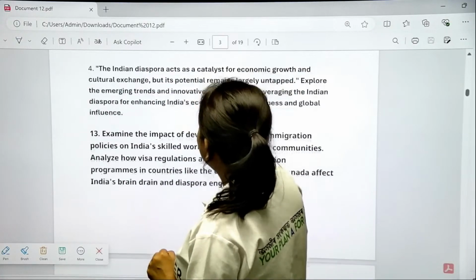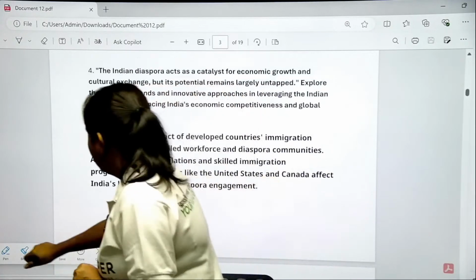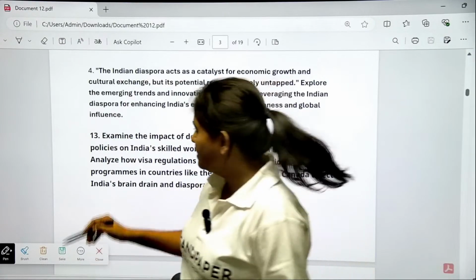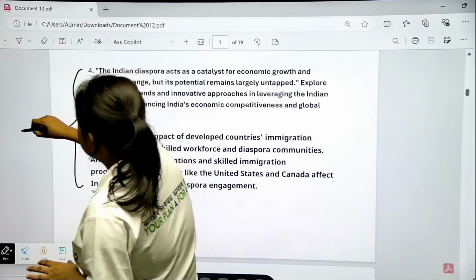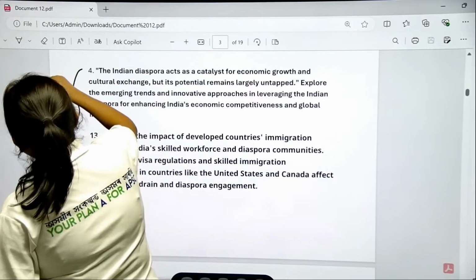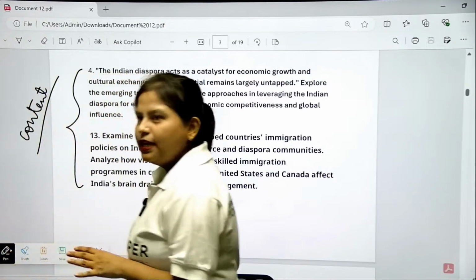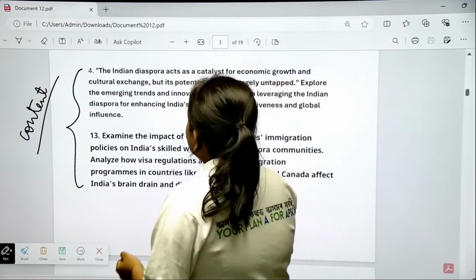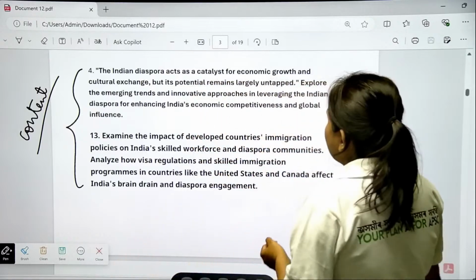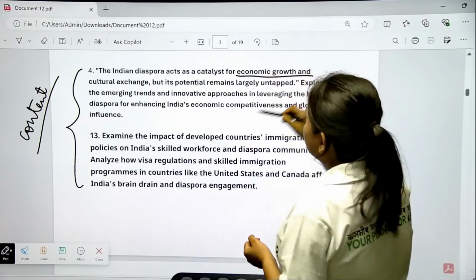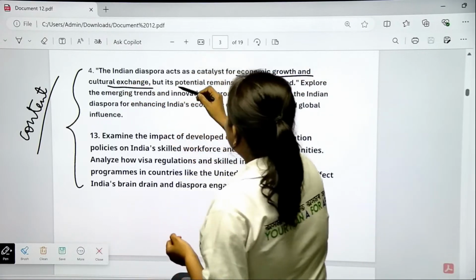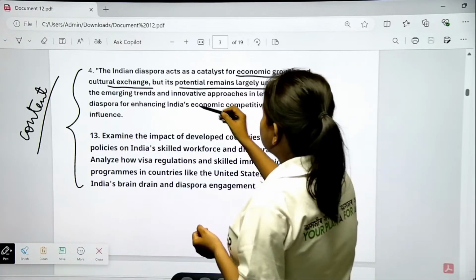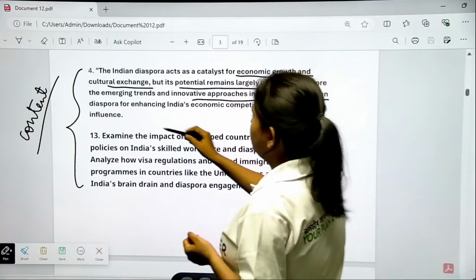Question number 4 and question number 13. More or less, both have almost the same context. Both ask about the diaspora effect from a different angle and in different language. Question number 4 says: the Indian diaspora acts as a catalyst for economic growth and cultural exchange, but its potential remains largely untapped. Explore the emerging trends and innovative approaches in leveraging the Indian diaspora.